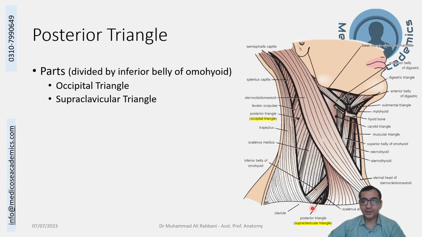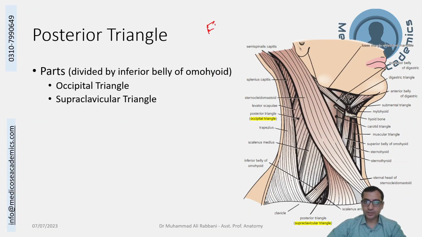If you want to fill more pages, go into more detail. Anteriorly, it has the posterior border of sternocleidomastoid. Posteriorly, it has the anterior border of trapezius. Inferiorly, it has the middle part of the clavicle. These are the boundaries. Then the question arises about the floor of the posterior triangle.